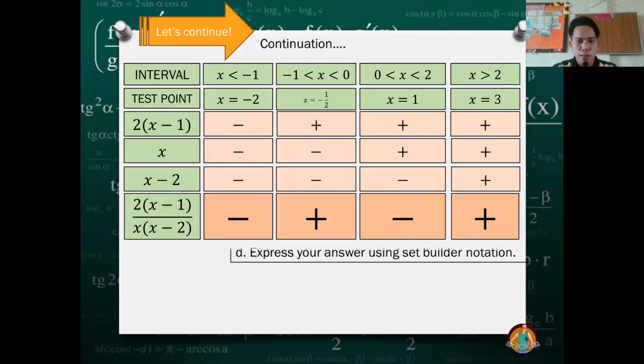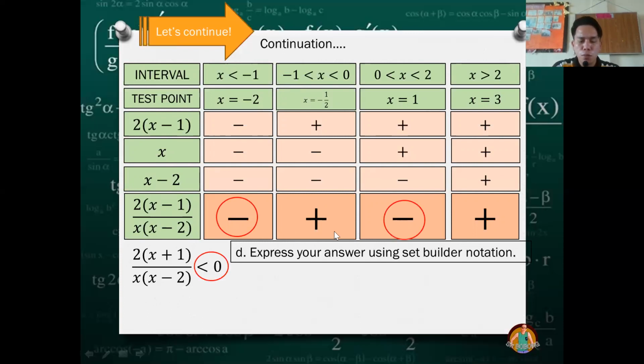Okay, next, continue. Letter D, express your answer using set builder notation. Again, ating susundan lang is yung inequality symbol. Ano yung inequality symbol natin? That is less than 0. So kapag less than 0, anong signs ng mga numbers that are less than 0? Of course, that is negative. Okay? So ibig sabihin lahat ng negative doon pasok sa less than 0. So ano yung condition niya?